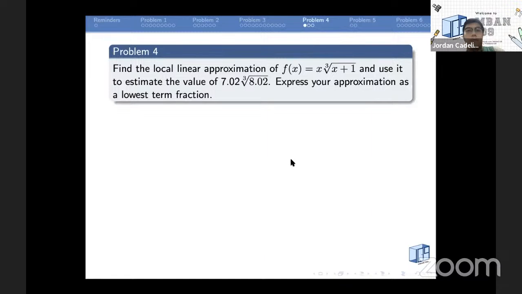Okay, so problem 4. So we are to find the local linear approximation of f of x equals x cube root of quantity x plus 1 and use it to estimate the value of 7.02 cube root of 8.02. Express your approximations as a lowest term fraction. So how do we solve this?